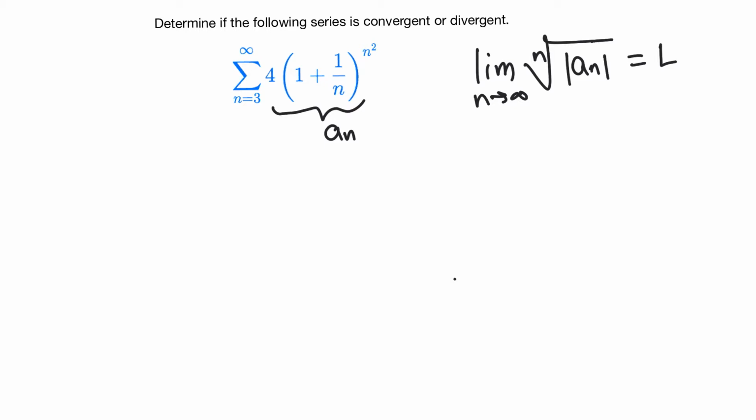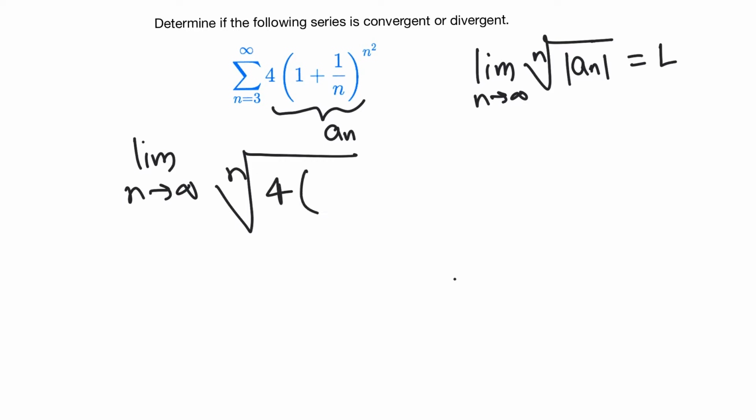In our case, the a_n's are all positive. There is no negative 1 raised to n or n minus 1, so we don't need the absolute value. So let's find the limit of the nth root of 4 times (1 plus 1 over n) squared. This is in fact 4 times, so we can separate into 2 inside.